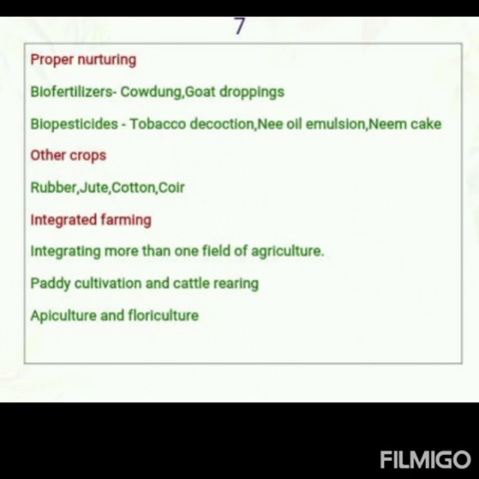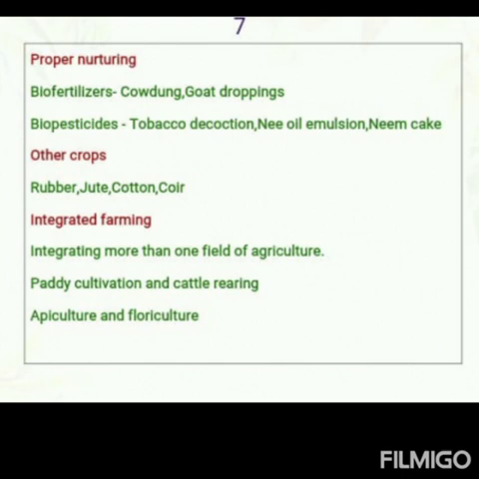And also we have learned about the other crops we are cultivating in our country. That is rubber, jute, cotton, coir, etc. Apart from food crops, we are cultivating other crops also.